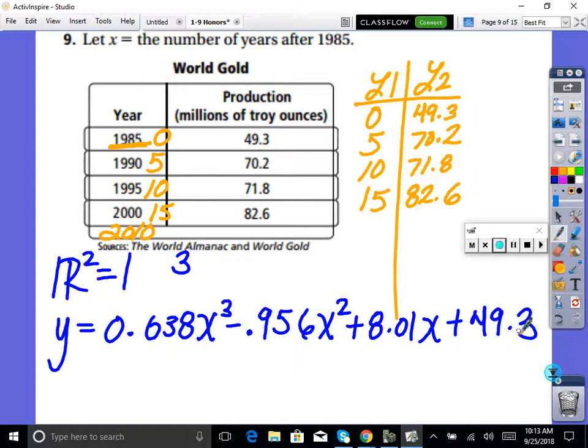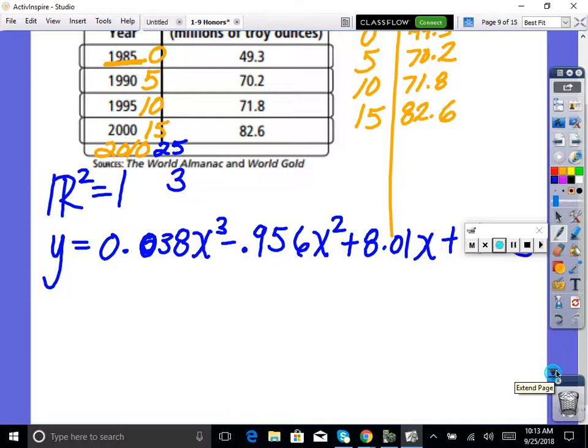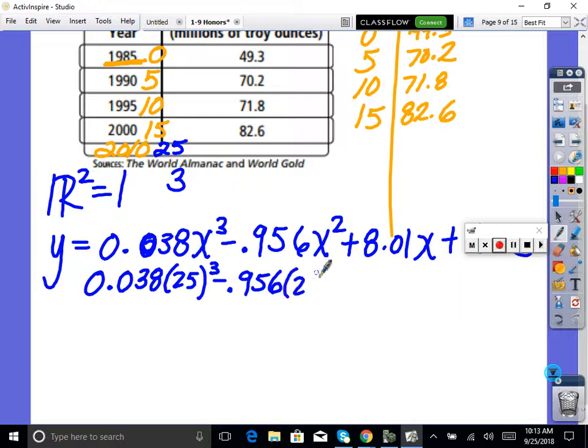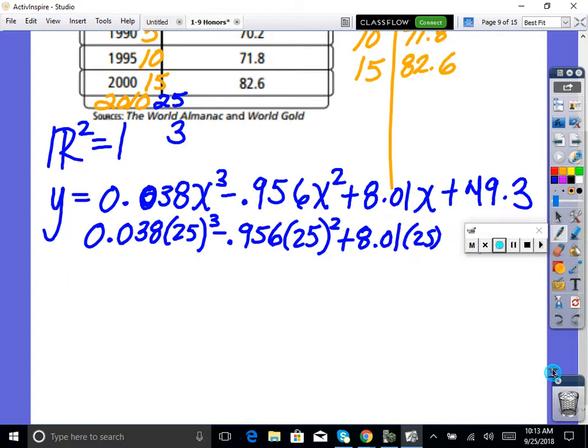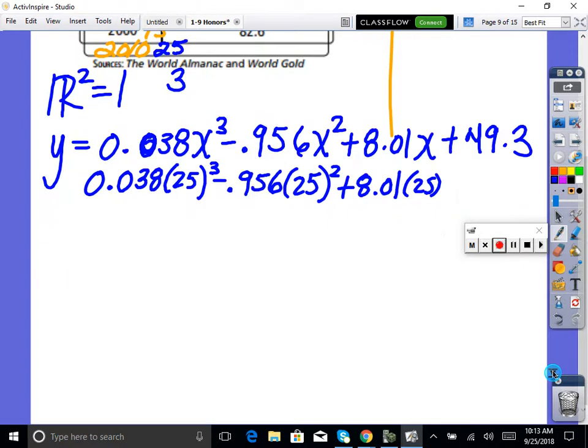So now couldn't we just plug in something for x, and then when we get out, y? So what would we plug in if x is 2010? 0, 5, 10, 15, looks like that's going to be 25. So plug in x is 25. So here we go. You would go back to your home screen and type in 0.038, then 25 cubed, minus 0.956 times 25 squared, plus 8.01 times 25, plus 49.3.